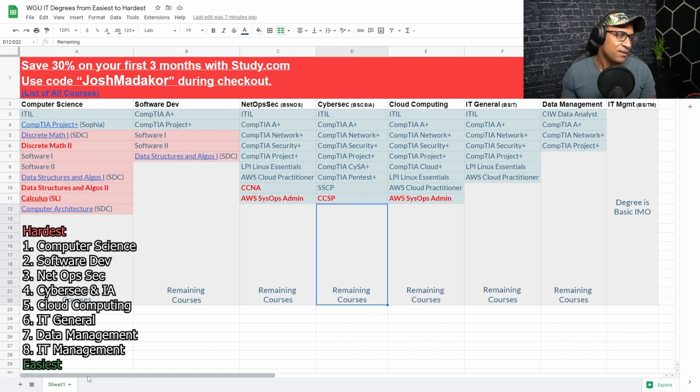I'll just say right off the bat, I just ordered these from most difficult on the left to absolute easiest one on the right.